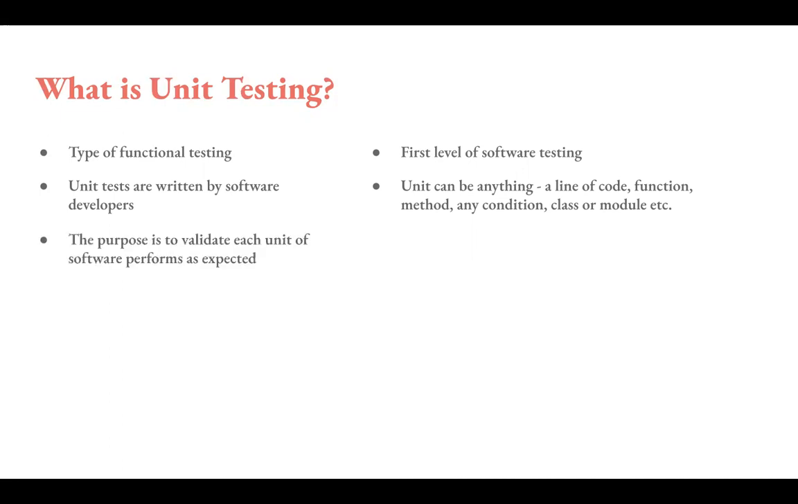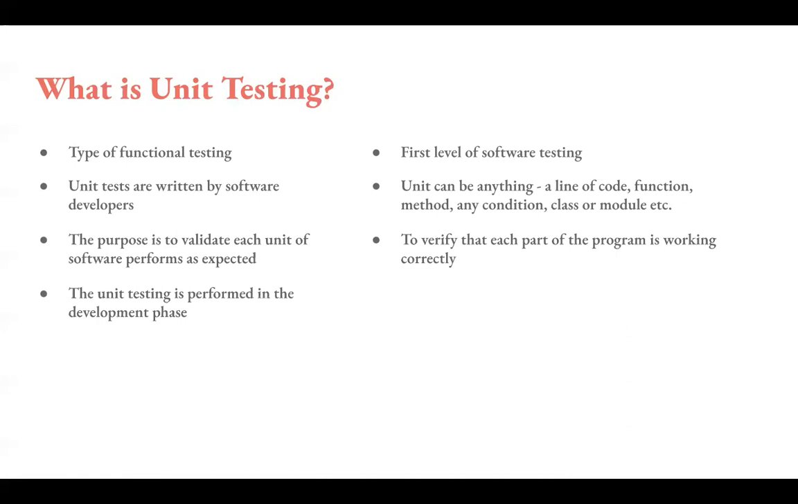The purpose of unit testing is to validate that each unit of the software performs as per the design requirements and to verify that each part of the project is working correctly. The main motive is to test that individual modules in the software are working properly. This way, the performance of each part of your code is tested. As unit testing is performed by developers, it is covered in the development phase.